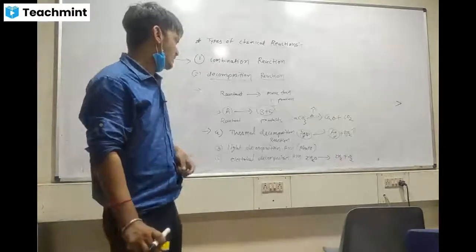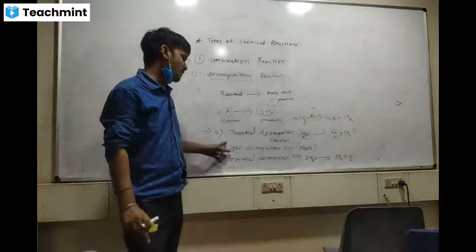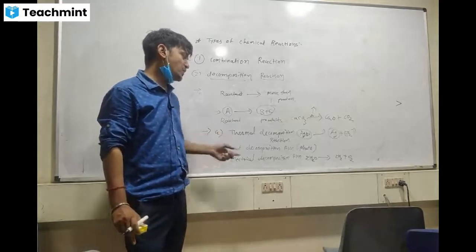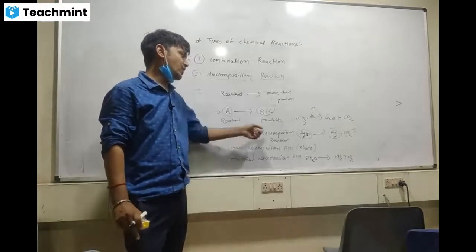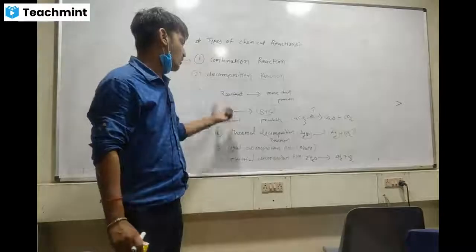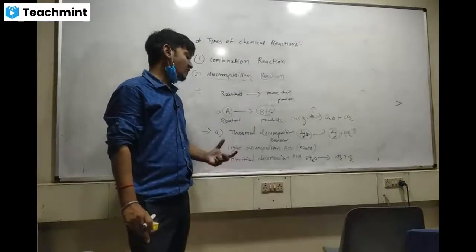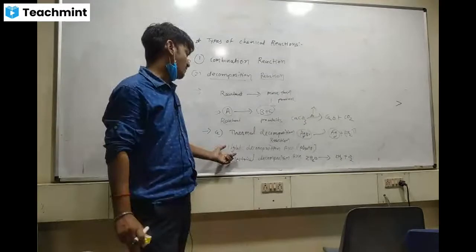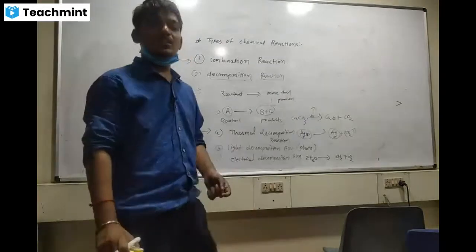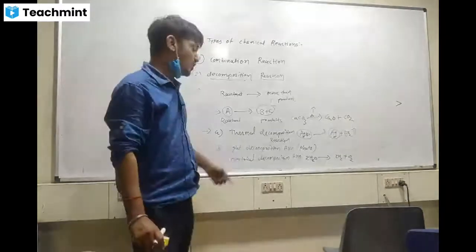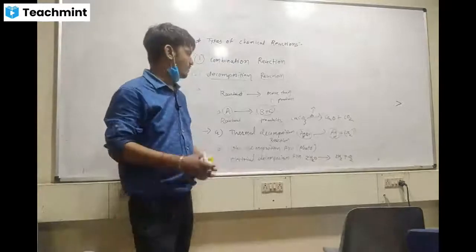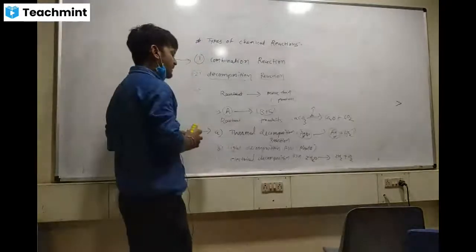So in your syllabus you have to remember all three types of decomposition reaction. First one is thermal decomposition reaction, which uses heat to decompose or break our reactant. Second one is light decomposition reaction, in which we use sunlight. And third one is electrical decomposition reaction, and for this we use electricity. Okay. Hope you understand these topics.